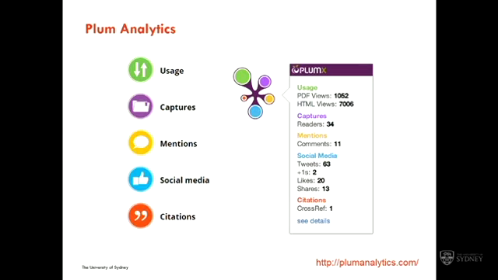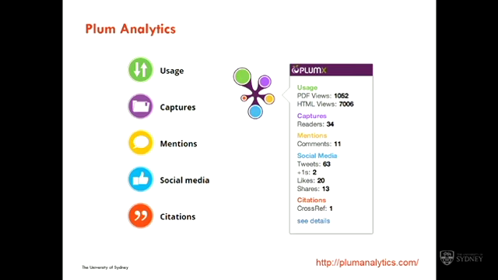Okay, so lastly, I'm just going to mention this is a different product. The university's research office has a license for Plum Analytics, so stay tuned for more information about this. So Plum measures 5 categories of metrics. 2 of them are traditional, usage and citation, and 3 of them are more modern or altmetrics. So these are captures, mentions, and social media.